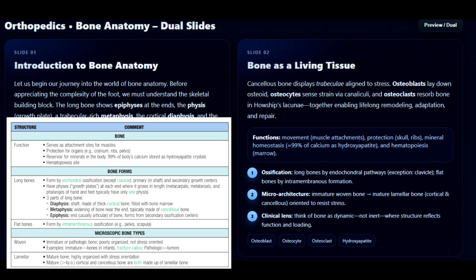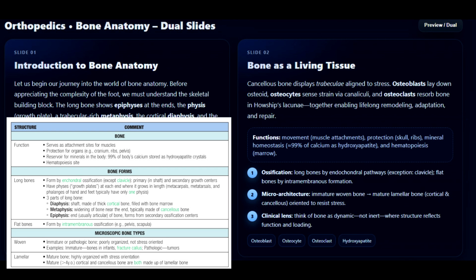Flat bones, in contrast, such as those of the skull or pelvis, form by intramembranous ossification, directly from mesenchymal tissue without a cartilage stage. At the microscopic level, we can distinguish woven bone and lamellar bone. Woven bone is immature or pathologic. Its fibers are irregularly organized, and it is not well adapted to handle mechanical stress. You see it in infants, in fracture callus, or in certain tumors. Lamellar bone, on the other hand, is the mature, highly organized form, built with precise orientation to resist stress. Both cortical bone and cancellous bone, once matured, are made of lamellar bone.